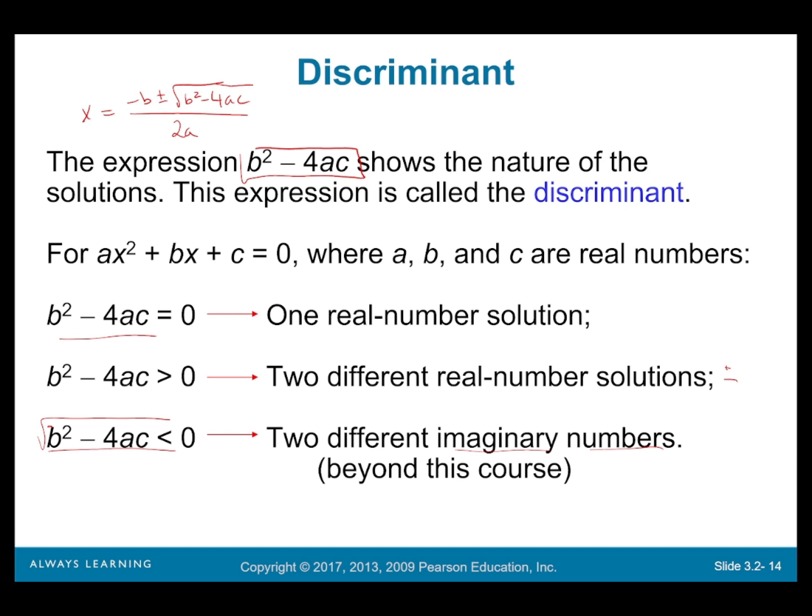So you might be asked, based off the discriminant, are we going to have one solution, two solutions, or only imaginary solutions? And this is what tells you about that. You just take b squared minus 4ac, look if it's positive, negative, or 0.